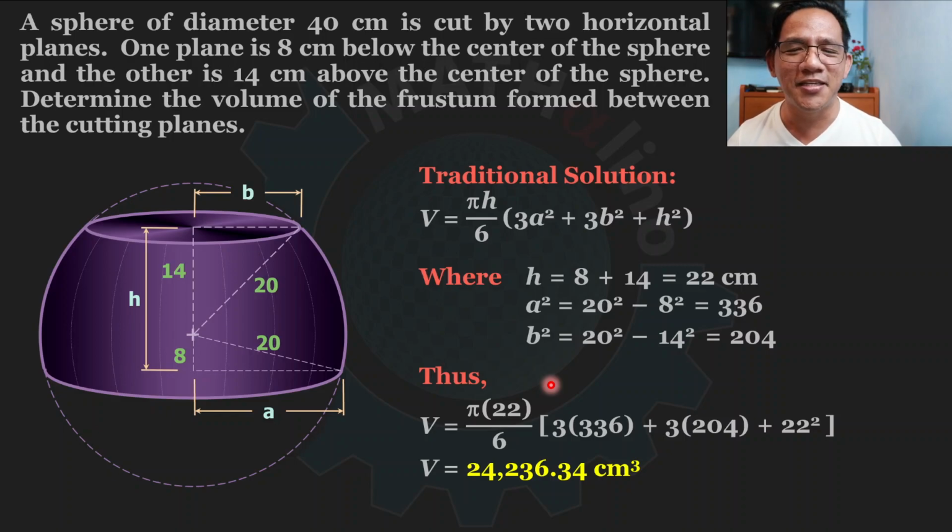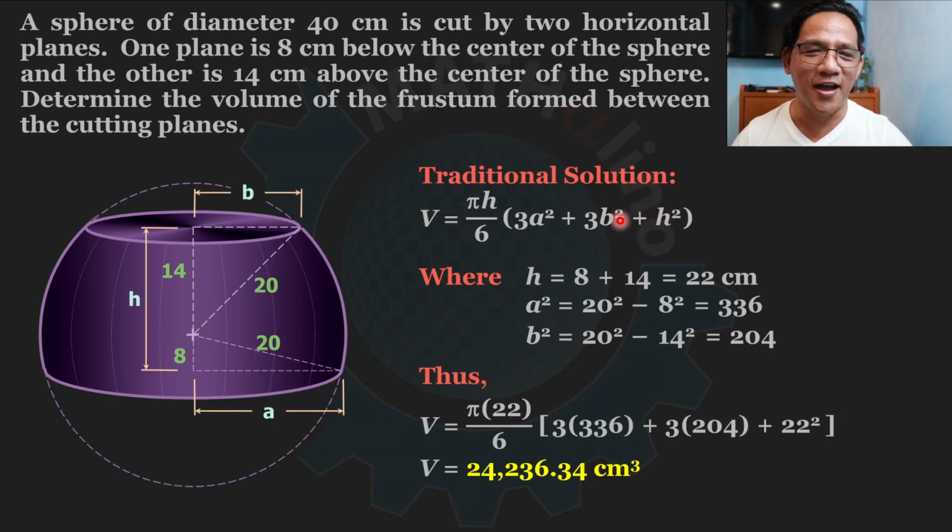24,236.34 cubic cm. Actually, the disadvantage of this type of solution is the formula itself. If you cannot recall the formula, or if you did not memorize the formula, that's the problem. Or if you don't know that there is a formula that exists for this one, that is the problem for this approach. But if you have this formula, you can do that.